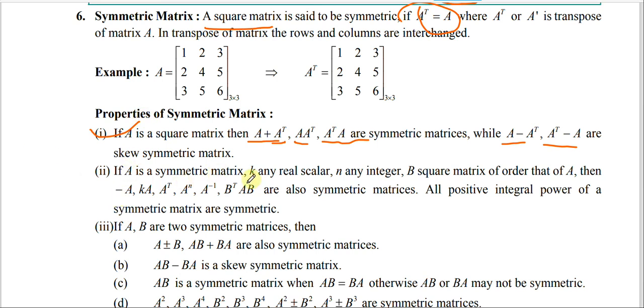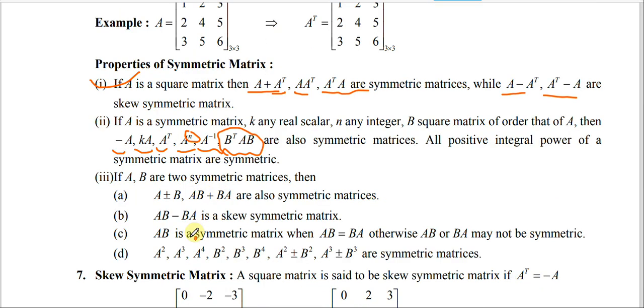If A is a symmetric matrix, then if any k is multiplied, it will also be symmetric. If minus is there, or k is multiplied, or A to the power n, or A inverse, or if any matrix B transpose into B is multiplied like that, then also it will be a symmetric matrix. Okay, this power should be positive, no? Its inverse is also a symmetric matrix.